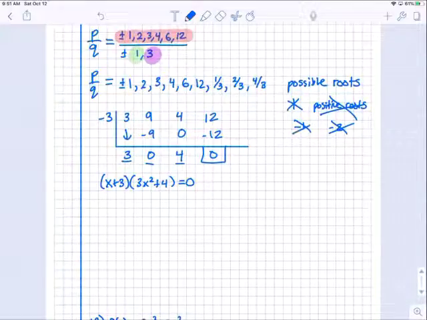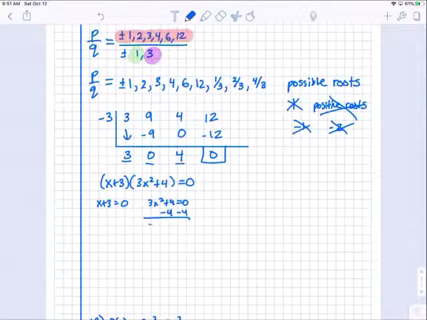Now we can either factor or use the quadratic formula from this step, but I noticed that we only have 2 terms here. So now I could just solve for it. x plus 3 is going to equal 0, or 3x squared plus 4 is going to equal 0. Now subtract 4 from both sides: 3x squared is equal to -4. Divide both by 3. x squared is going to equal -4 thirds, and then square root both sides.